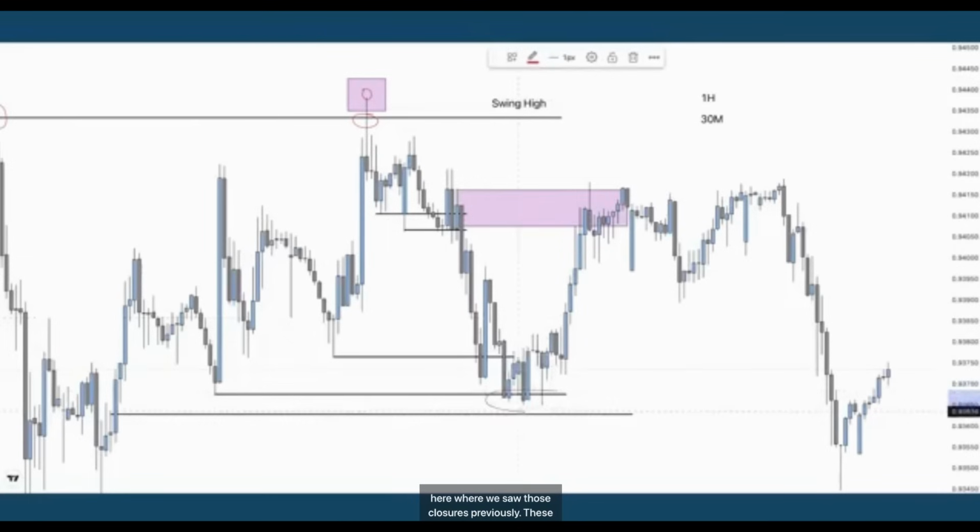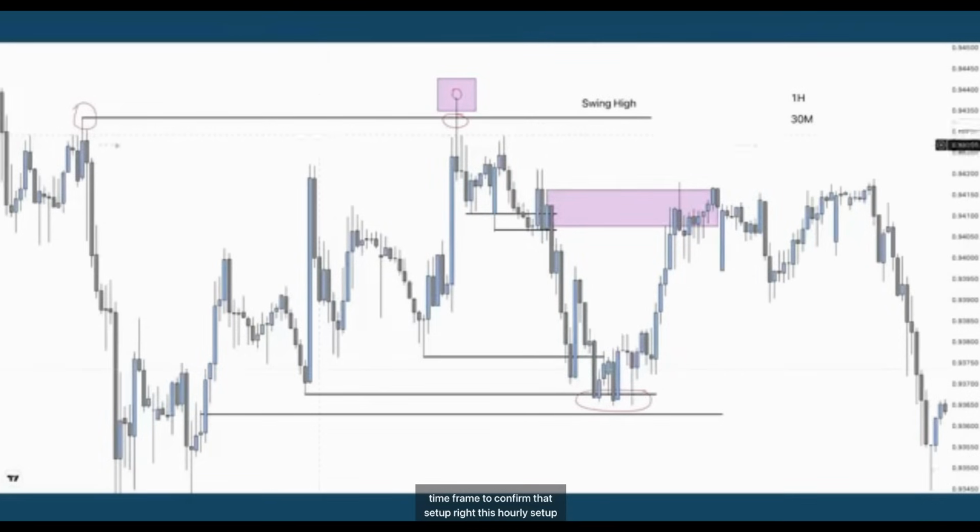Take a look down here where we saw those closures previously. These still occurred. These were confirmed on the 1 hour time frame, which is our setup premise time frame, our main time frame. As well as this closure here that we saw underneath this structure. This is also clear and visible on the hourly. There is no rejection. So when I talk about time frame relevance, I just say when you find a setup, use that time frame to confirm that setup, right? This hourly setup was to buy if we closed above, sell if we closed below. So we want to make sure that we're looking at hourly closures or rejections.